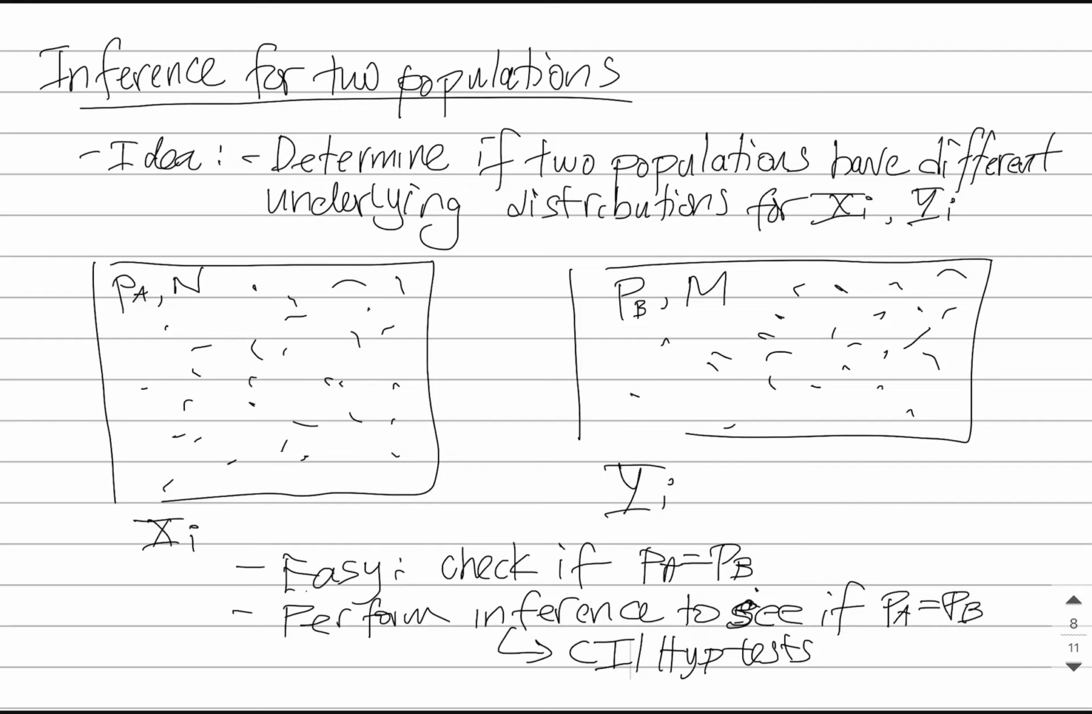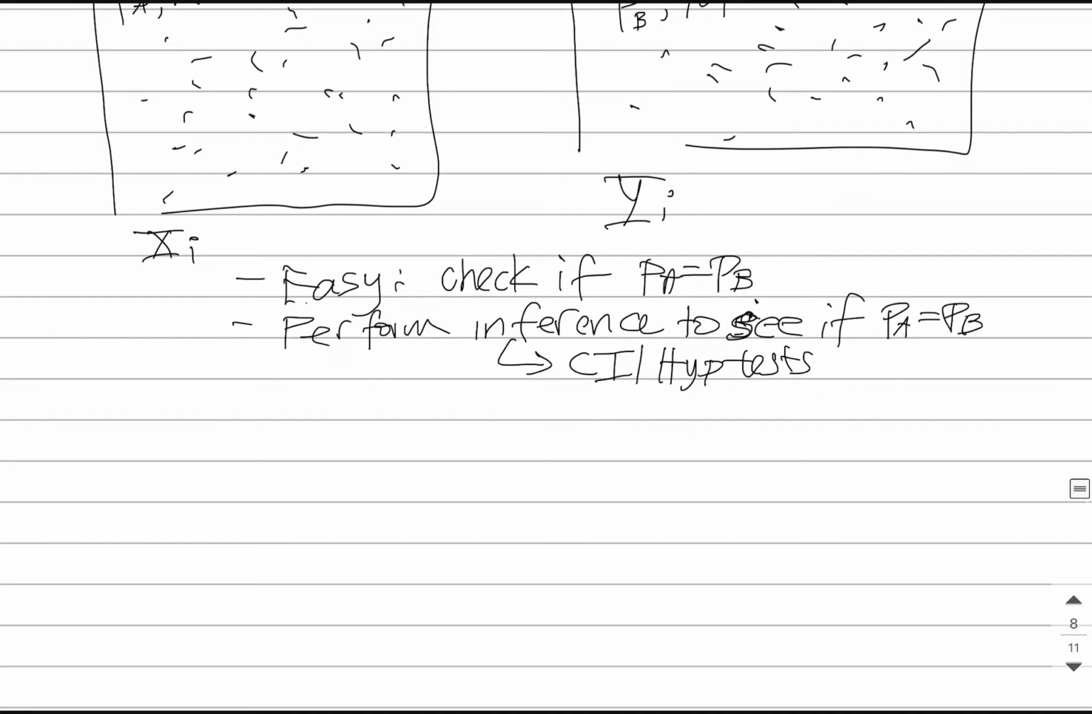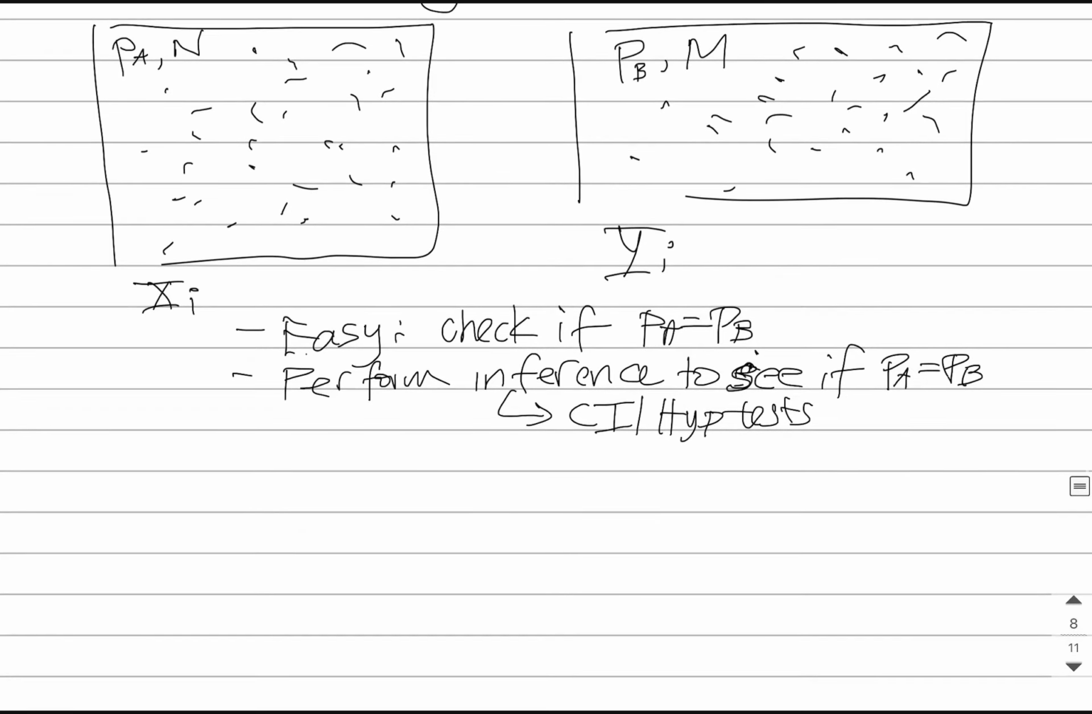Let's try to figure out if we can come up with inference procedures for determining whether PA and PB are different. We've got these inference procedures. We know what we should do. We should go ahead and construct confidence intervals and perform hypothesis tests. Now, as always, what we need to do is estimate these population parameters using samples.